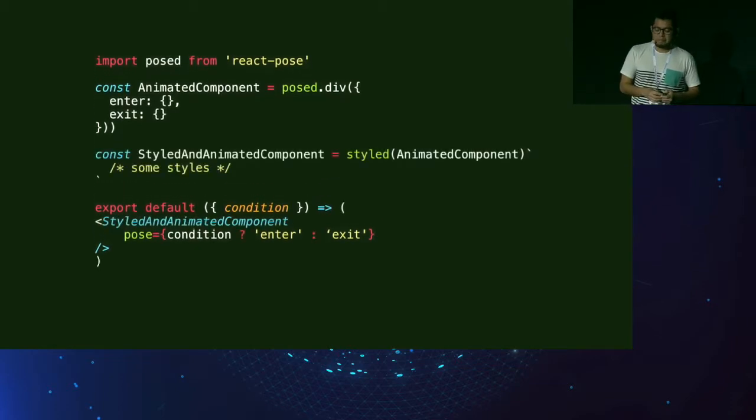So let's say I wanted to play with styled components as well. I just have to wrap the animated component into a styled component. And because they work together, the reference is already forwarded to React Pose, which needs the ref in order to work. And I just changed the name to styled animated component.